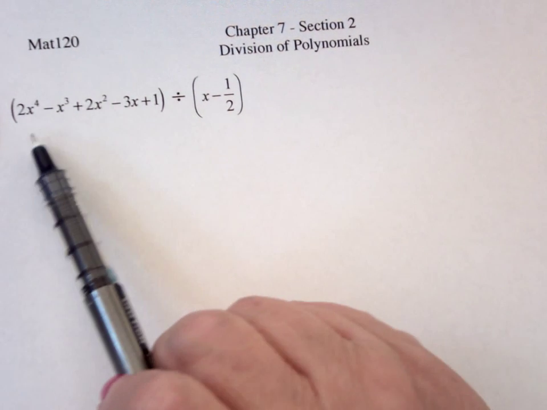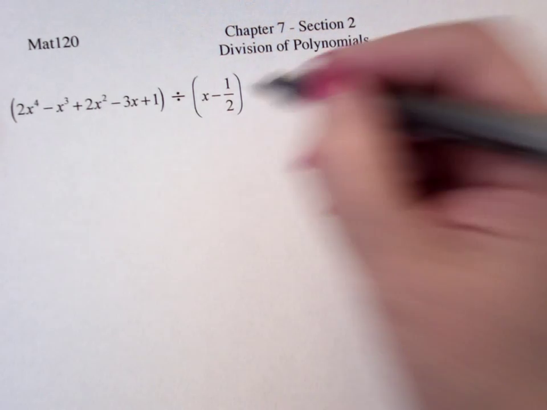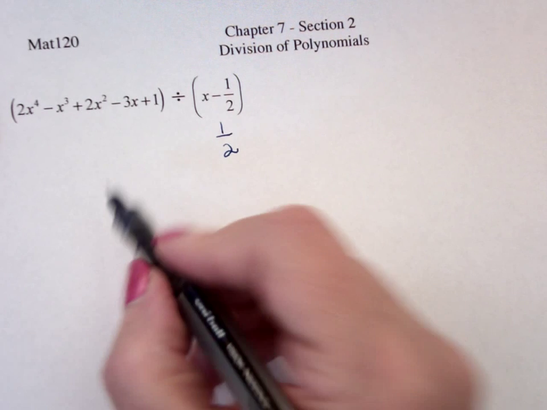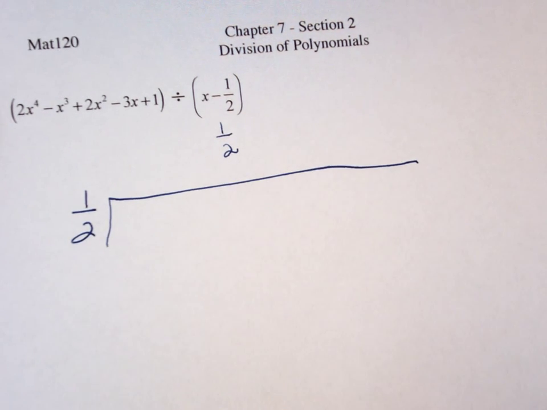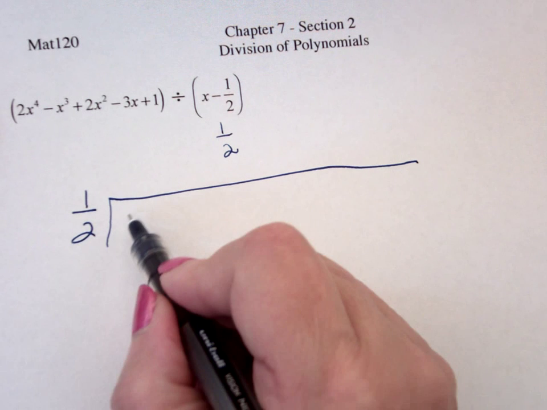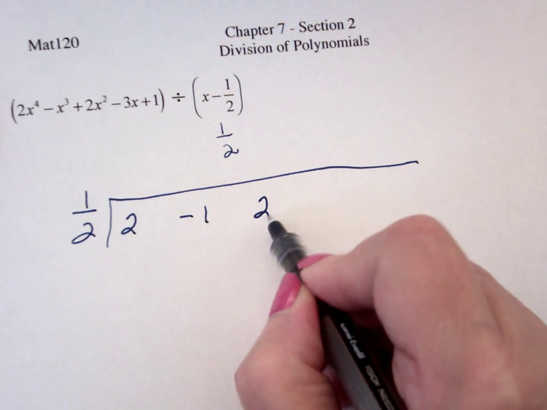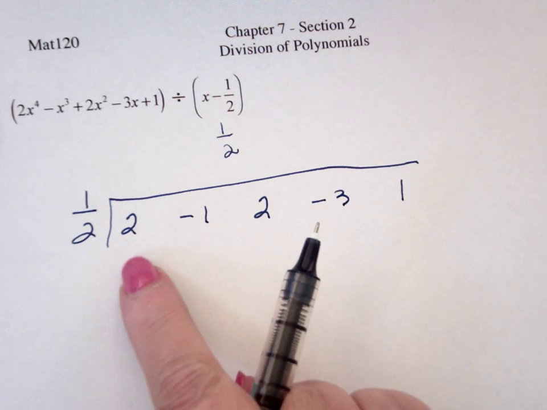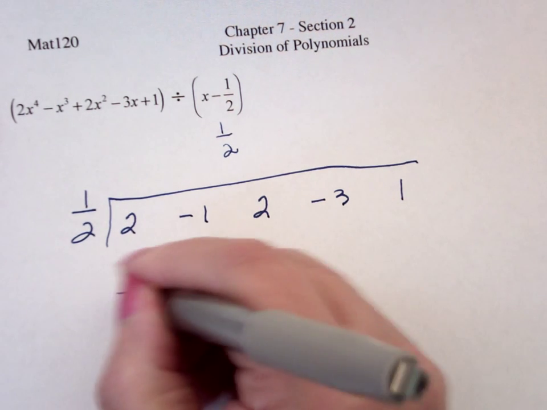Now I make sure 4, 3, 2, 1, constant, so everybody's there. That's a negative 1/2, so I'm going to use a positive 1/2. Two, negative 1, 2, negative 3, 1. I'm going to cross check: 2, negative 1, 2, negative 3, 1. So we're there.